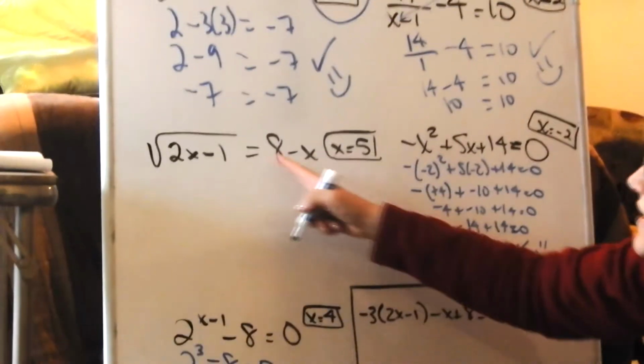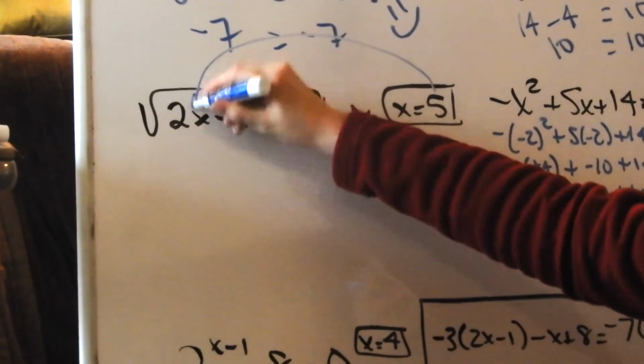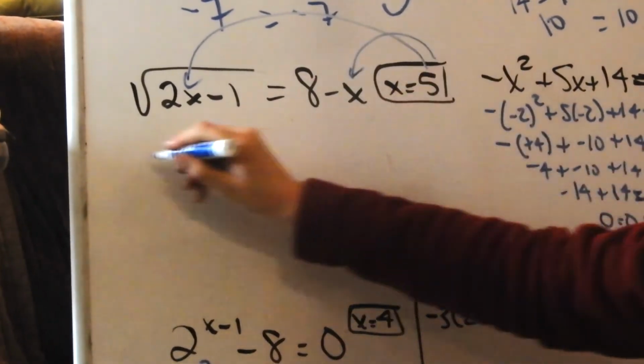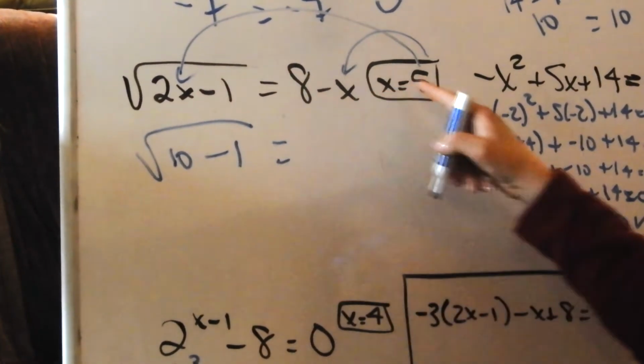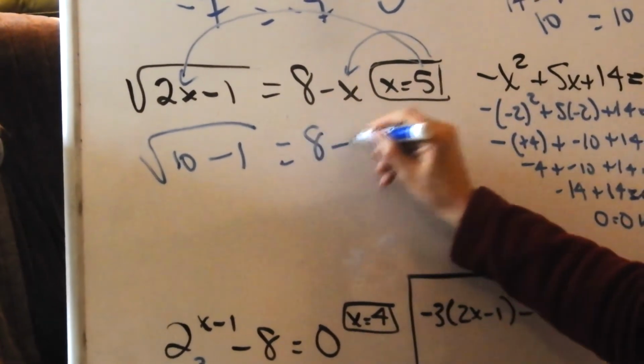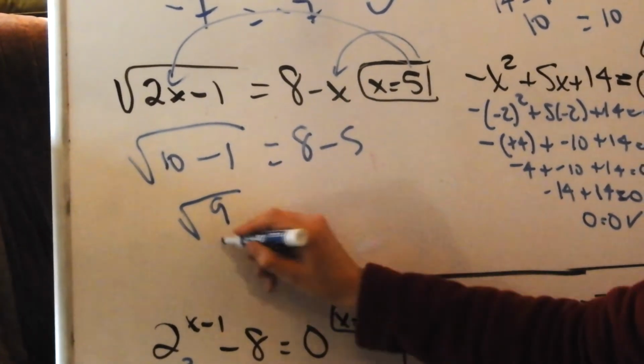Okay. Now, usually there's math to do on both sides. So these were kind of easier examples. I'm going to sub 5 in here, and then I'm going to sub 5 in here. So the square root, 2 times 5 is 10, minus 1. And then I'm going to sub the 5 in there, 8 minus 5. 10 minus 1 is 9. And the square root of 9 is 3.